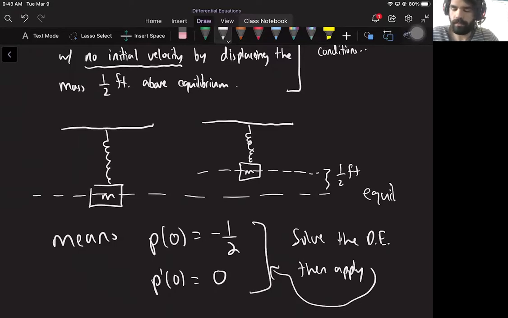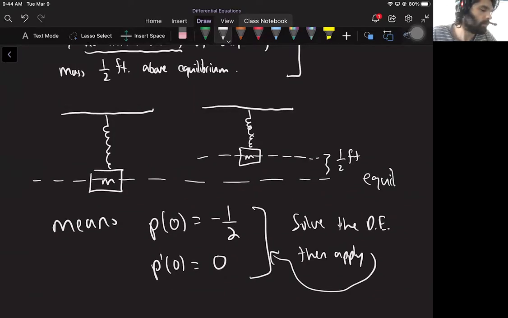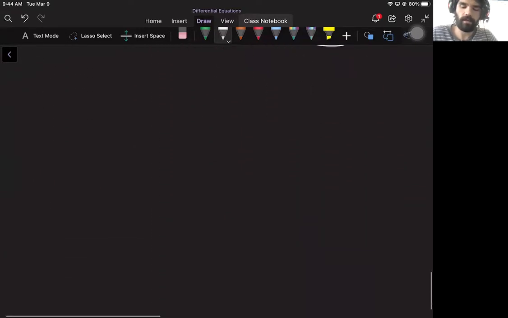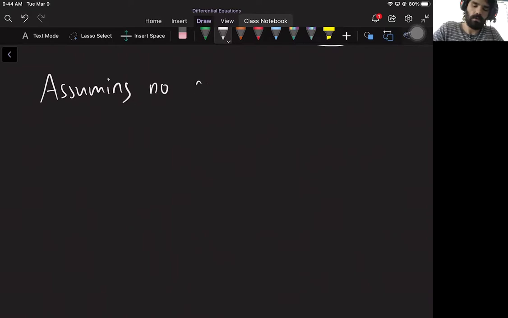To find some constants, because when you solve it, you'll get a 2-parameter family, and then we want to pick out one specific member of that 2-parameter family. Okay, so next, to finish the paragraph, assuming in this situation we're going to have no air resistance.